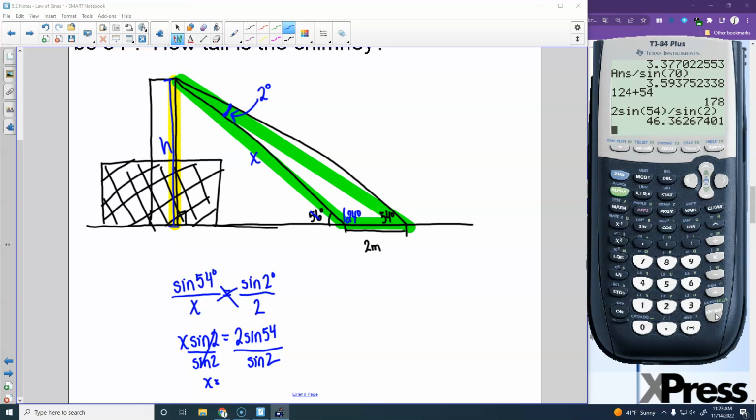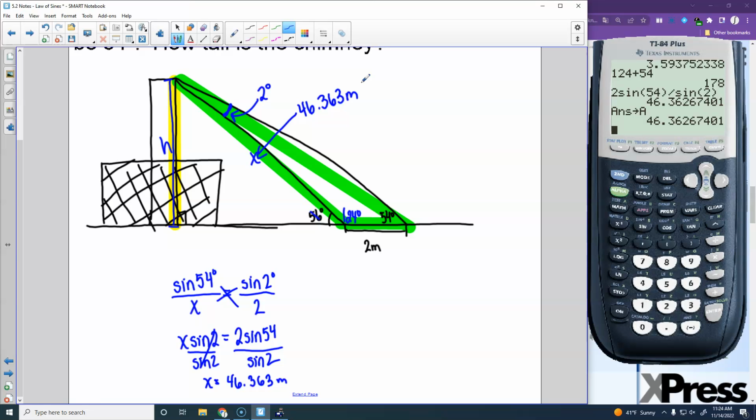And we are going to get 46.363. But again, that's meters. I would store it. I don't store it as X. Store it as, I'm going to just call it A here. There. So what I just found is that this side right here is 46.363 meters. That is not my answer because that's not how tall this is.